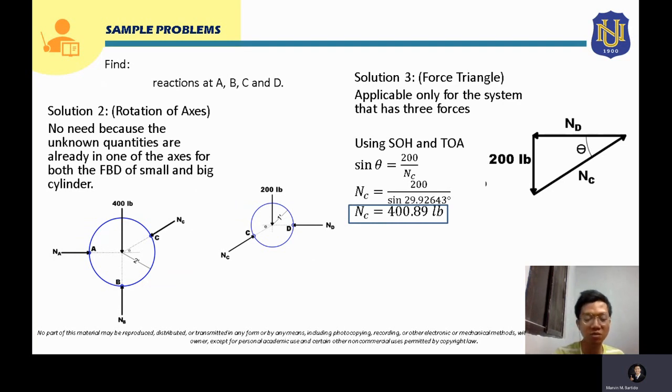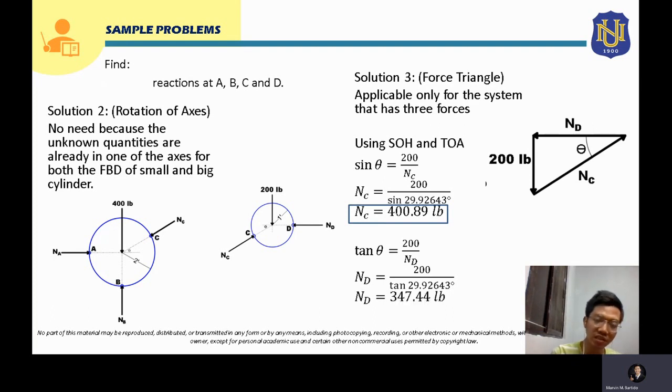So for N sub D naman, what we need here is adjacent side and opposite side. Okay, so we can use TOA, tangent. So tangent theta is equal to 200 over N sub D. And solving for N sub D, that will just be 200 over tangent of 29.92643 degrees. So that will give you 347.44 pounds. So this will now be the answer for reaction at C and D using solution 3. So we have already solved for the reactions at A, B, C, and D. So this will now be the answers for this problem.